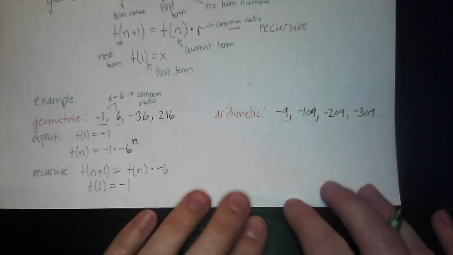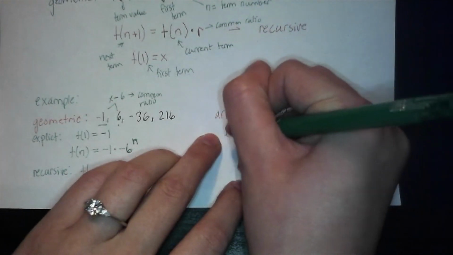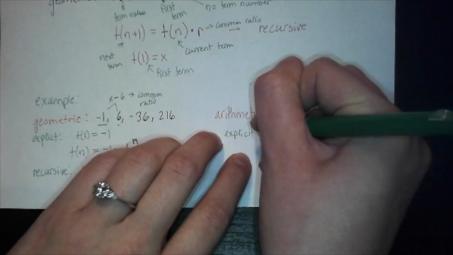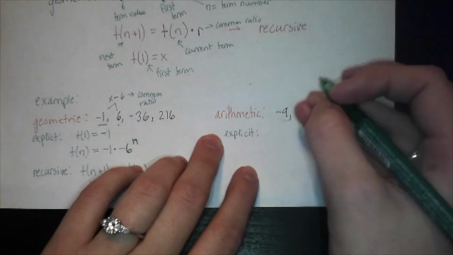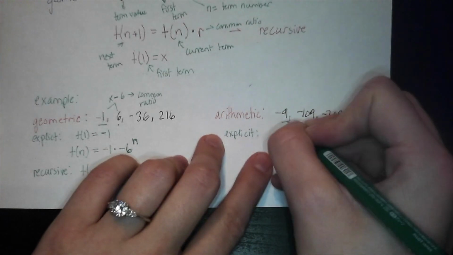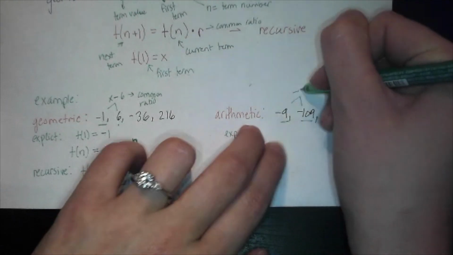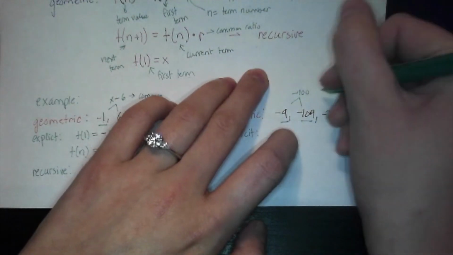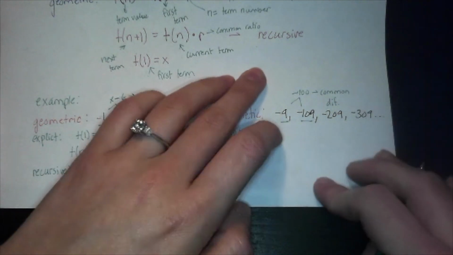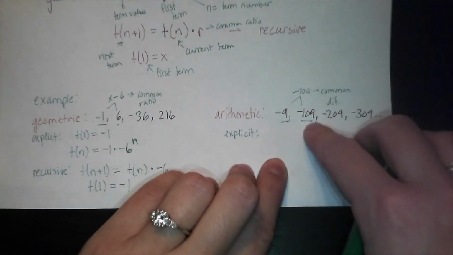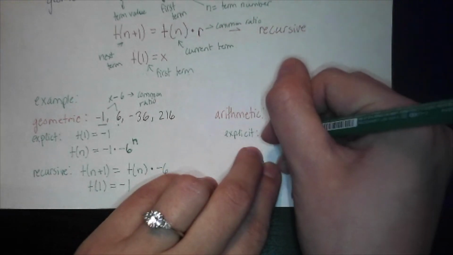All right, so now we're going to go ahead and look at the arithmetic sequence given here. So we need to go ahead and start with our explicit equation. The nice thing is this is very similar to linear equations, which we've been working on this entire semester, an entire year, in different forms. So to get from -9 to -109, we subtract 100. So that is our common difference. So our common difference is -100.